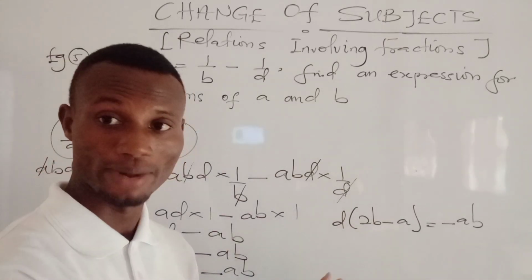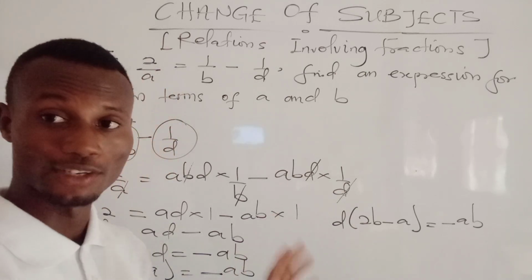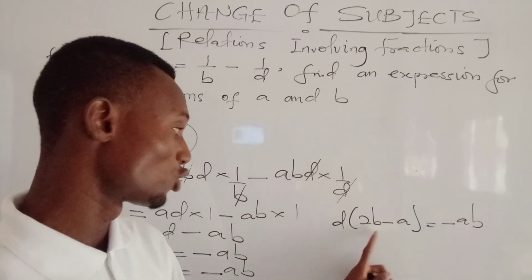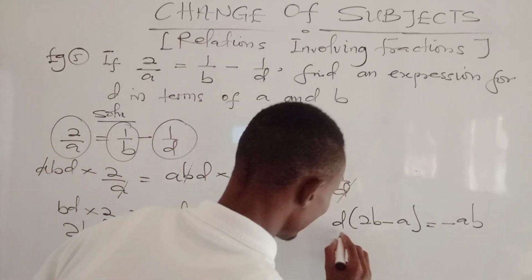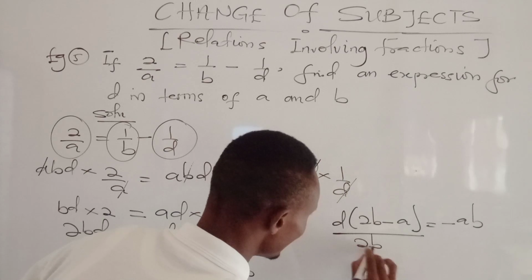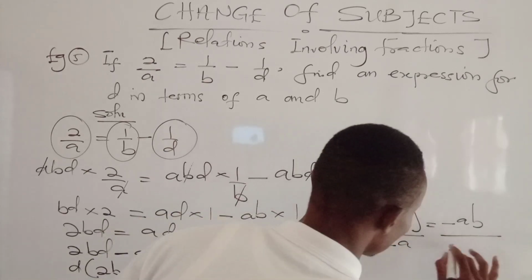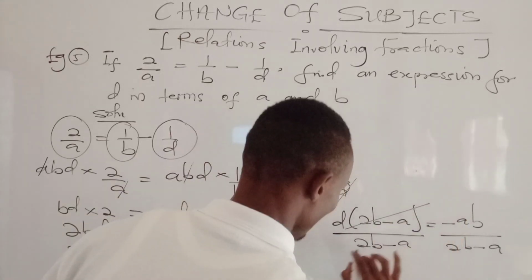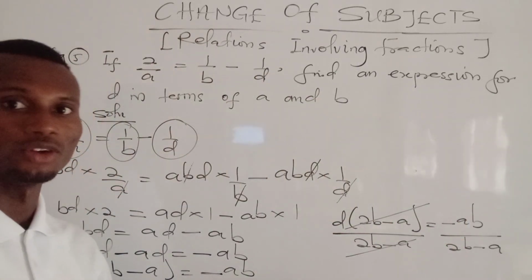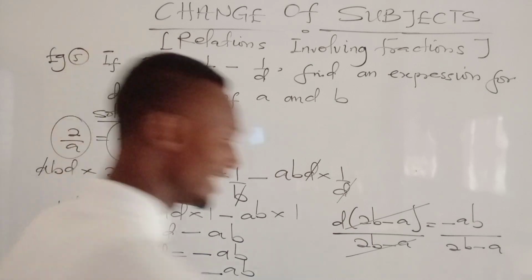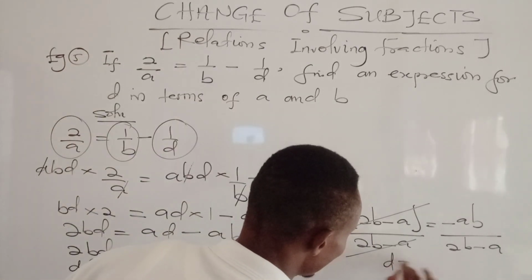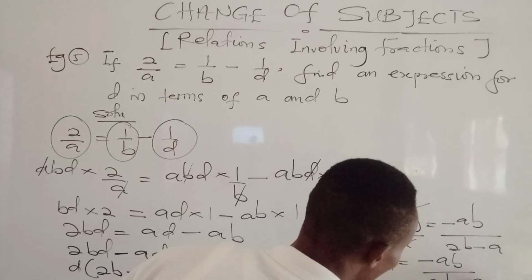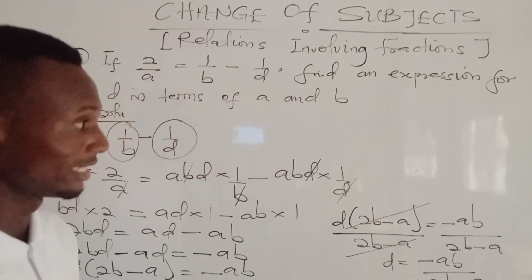You can see that they are multiplying. So what you need to do to get D to stand alone is to divide through the equation by the coefficient of the D, which is the 2B minus A. So I'll divide here by 2B minus A, and here also by 2B minus A, so that this 2B minus A will cancel this 2B minus A away. What we have left here is D equals minus AB all over 2B minus A. And that is our final answer.